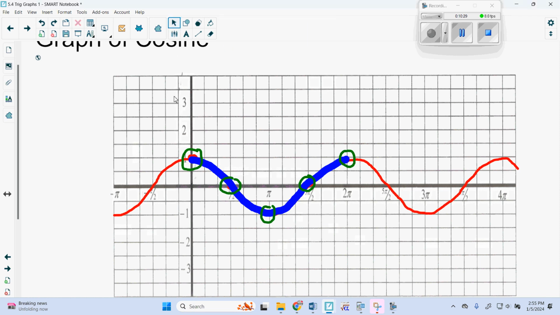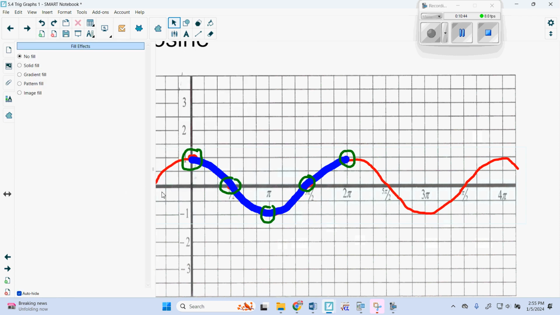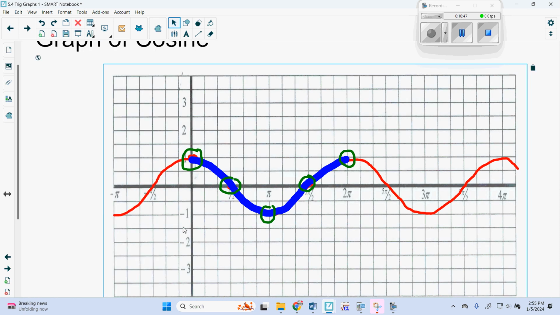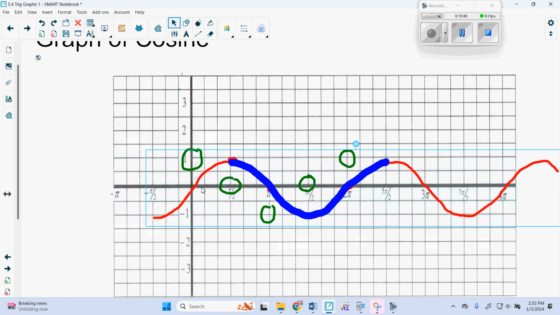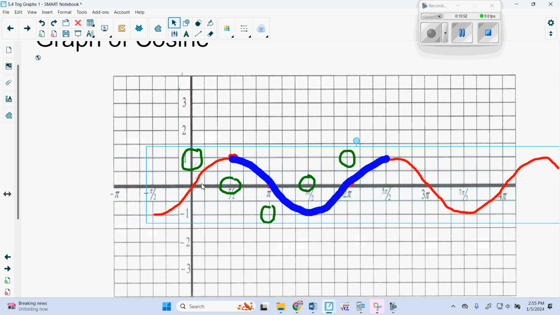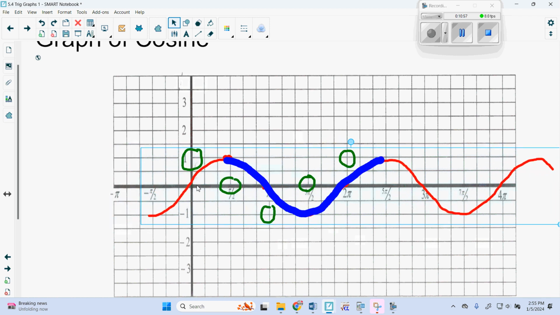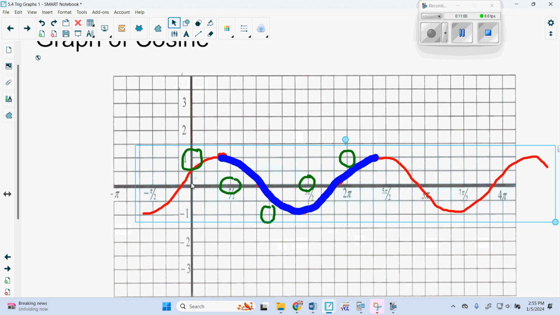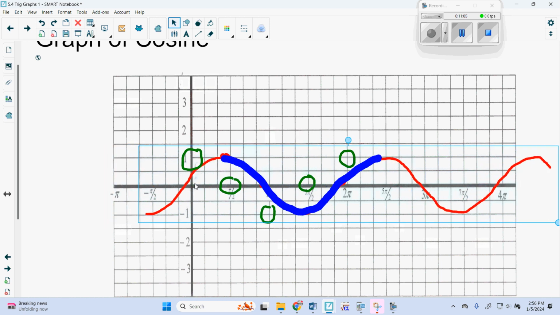Now, you will notice going around these points on our unit circle, these special triangles, we're getting a lot of the same values. And you can kind of see, if I take this graph of cosine and I just shift it over a little bit, that's sine. So cosine, sine, cosine, sine.